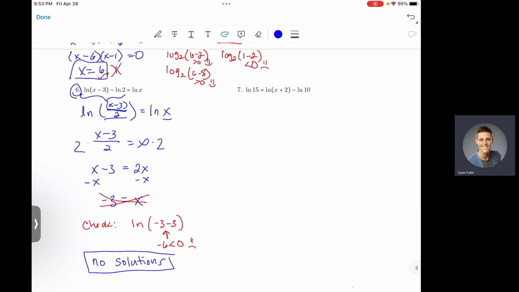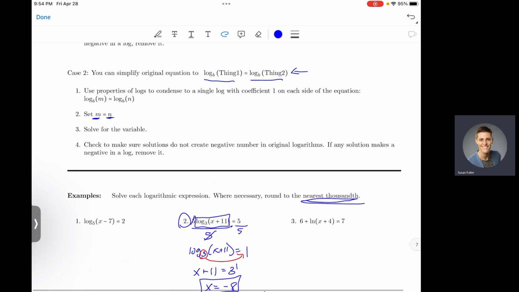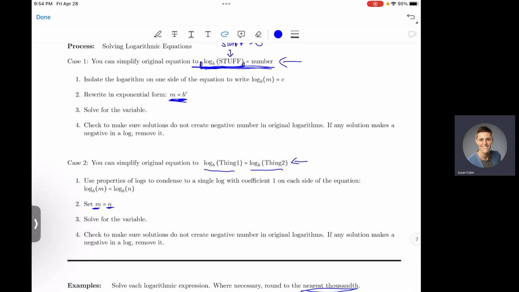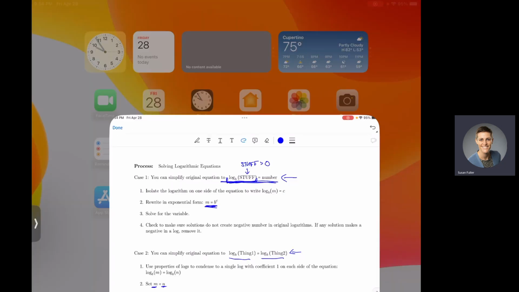All right, I hope that helped with solving logarithmic equations. Again, I just wanted you to have a couple of examples that moved at a more digestible pace for you. So happy solving logarithmic equations, and I will see you next time.